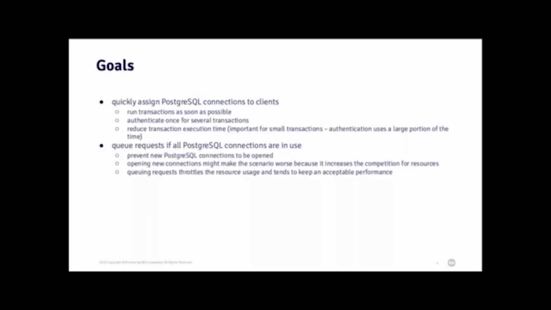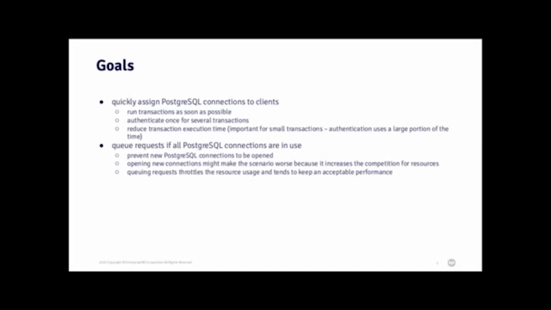So basically the goal of a connection pooler is to quickly assign Postgres connections to clients in order to run transactions as soon as possible, authenticate once for several thousand transactions, and also reduce the transaction execution time. That's an important point because there are some small transactions in some workloads, and authentication plays an expensive part in the time.